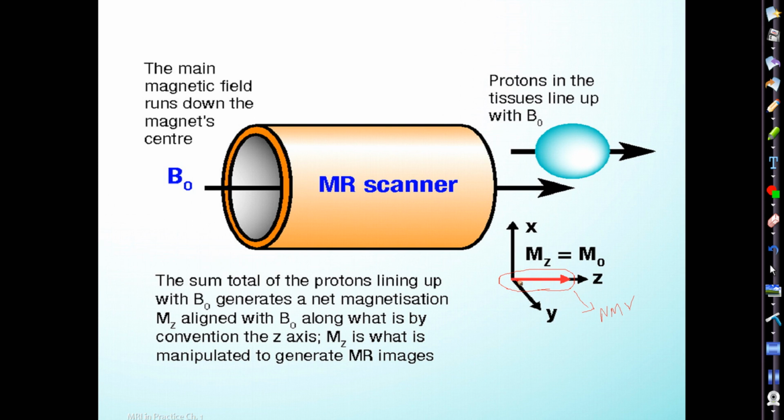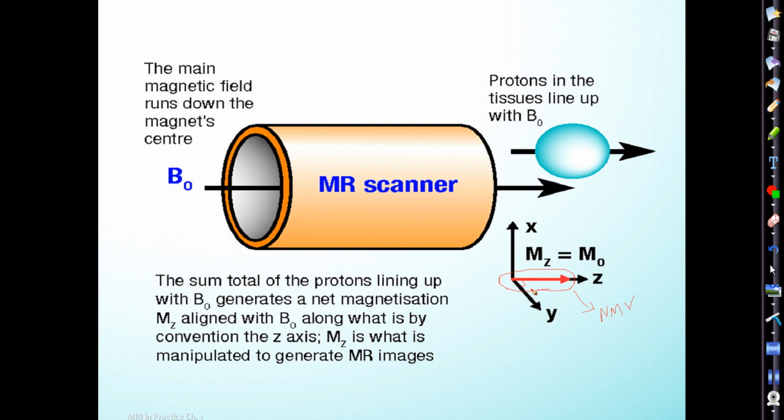But remember, we have our other orthogonal planes. This is the transverse plane right here where we have x and y, which correspond with your coronal and sagittal, and that's 90 degrees from this plane. So we'll get to how we excite this net magnetic vector to flip it into the transverse plane, because ultimately the xy plane is where we want that vector to get flipped down into, because that's where our receiver coil is on the patient.